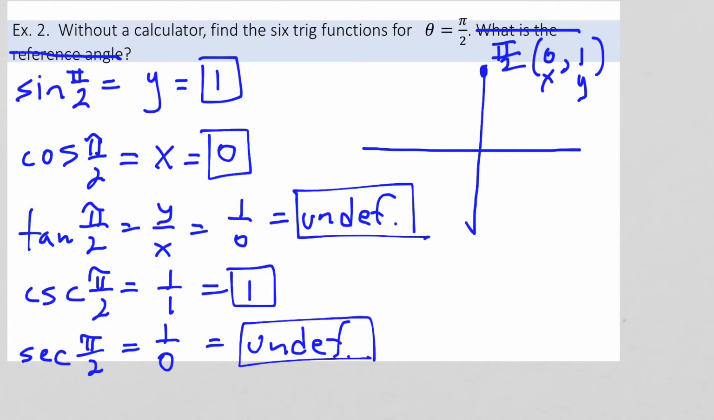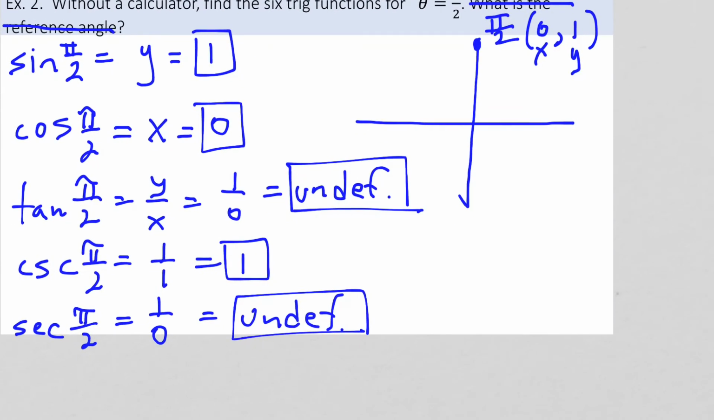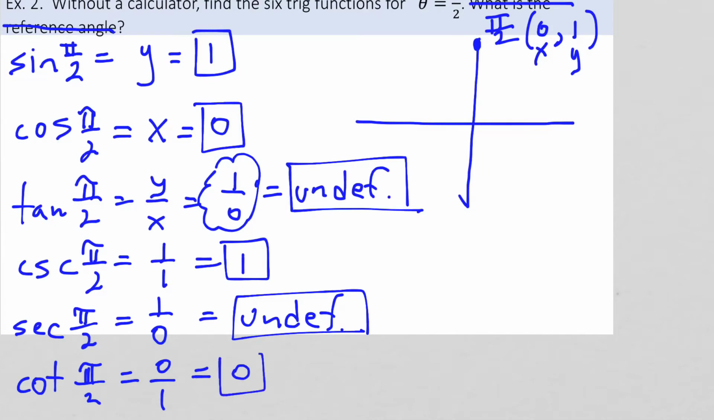All right, and the last one would be the cotangent, which is the reciprocal of the tangent. So we'll go back to this here, 1 over 0, so now the 0 is in the top. So 0 divided by 1 is actually 0 this time. All right, so there we go. We have our 6 trig functions.